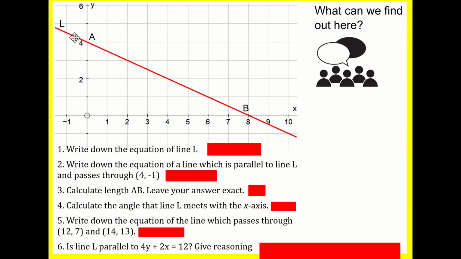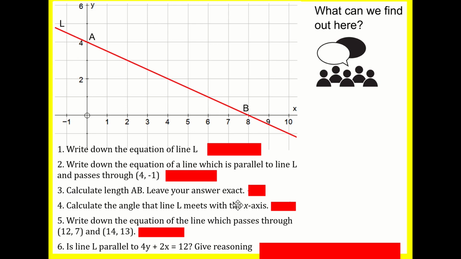So we could write down the equation of L. We could write down the equation of a line that's parallel to L and passes through a different point. I've just happened to pick (4, -1). We could calculate the length, any length along the line, AB for example, leaving your answer exact. You could also round it to say 3 significant figures.